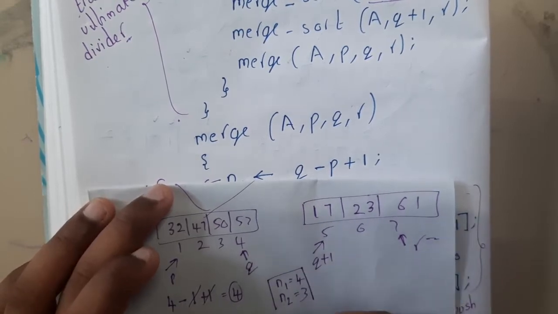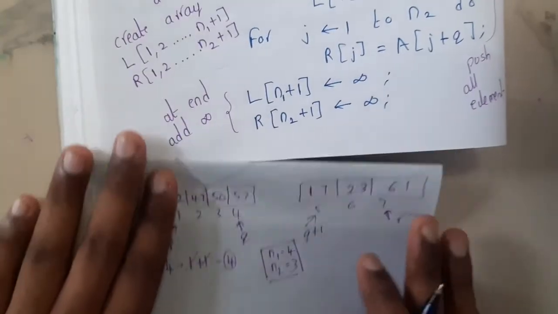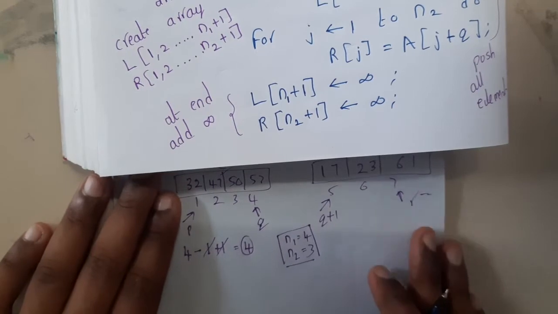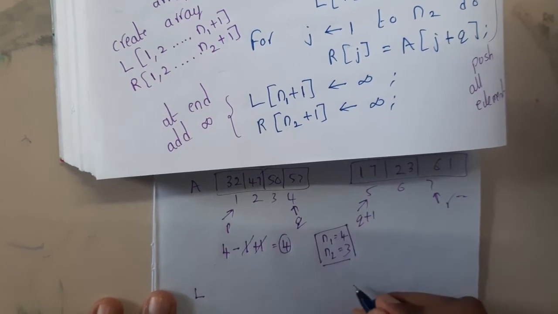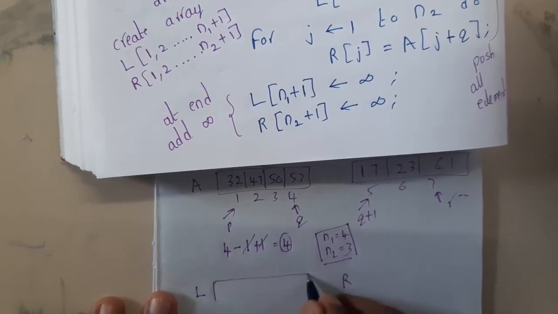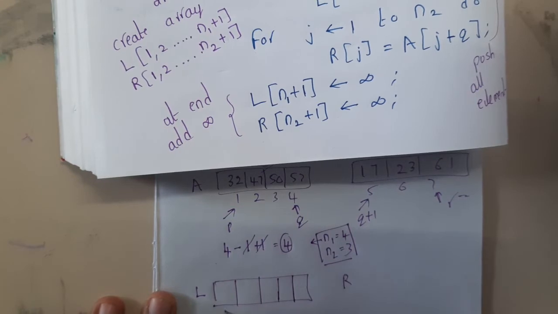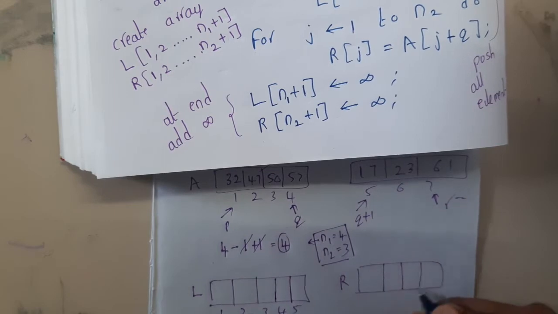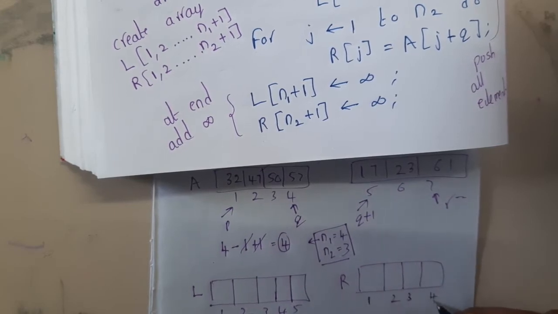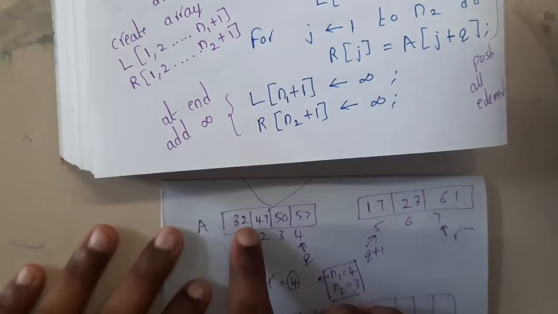Once we have the n1 and n2 values, the first thing you do is create arrays: a left array and a right array. The trick is to add the size n1 plus 1. There are 4 elements internally, but you create 5 slots: 1, 2, 3, 4 and 5. Similarly for n2, you create 1 extra slot. You might not understand why I am creating that extra slot now, but you will understand later. Once you have created them, you substitute the values there.